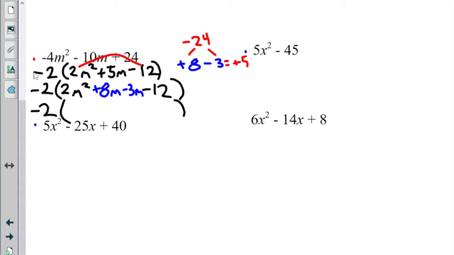In group number 1, what can come out of both of these terms? We have a 2 as a number. Do we have an m in both of them? Yes, we do. So we have a 2 and an m that can come out in front. If I have a 2m, then I took the 2 out, so no more 2. I took the m out, so I have an m left over. Plus, take the m out, no more m. Take the 2 out, 8 divided by 2 is 4.